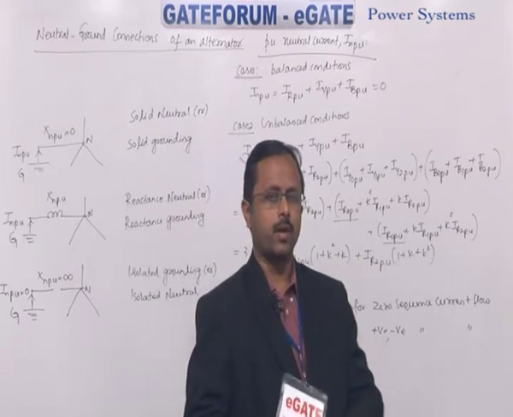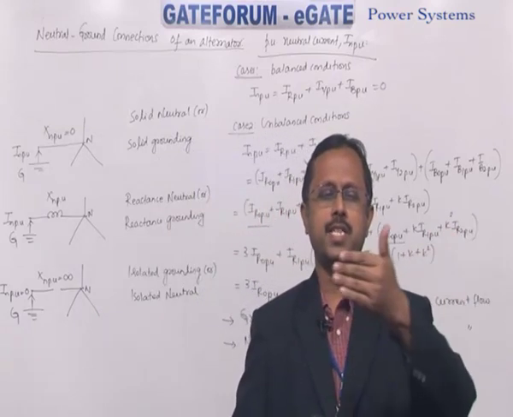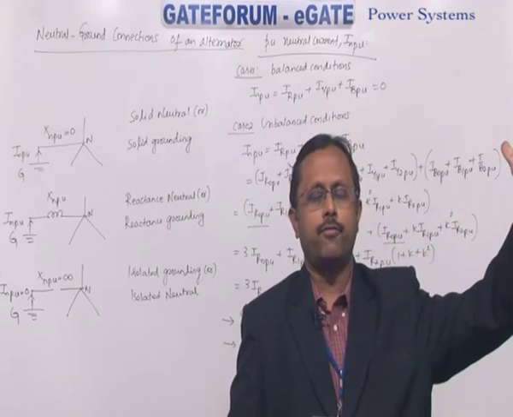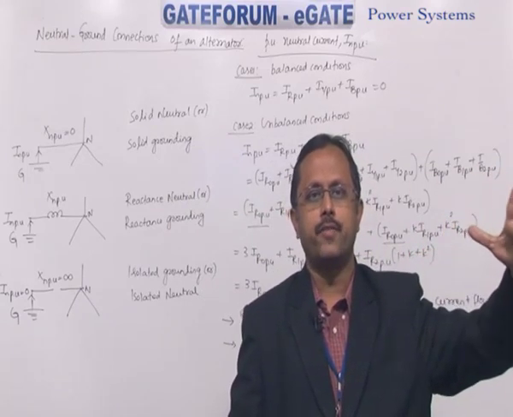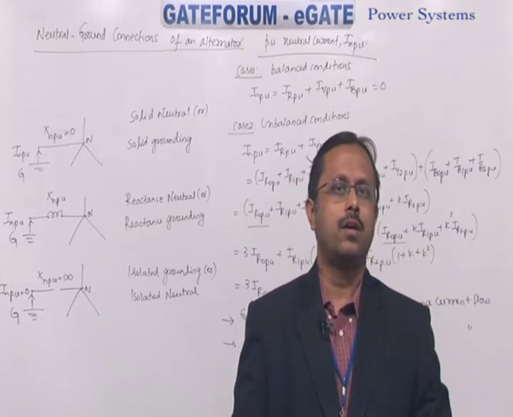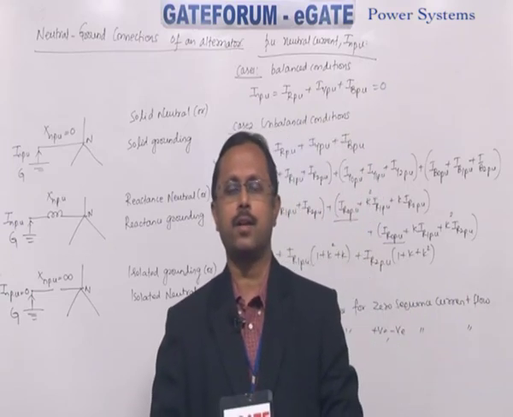That is, from ground to neutral, current flow is the zero sequence current. From the neutral onwards, we have the flow of positive sequence current and negative sequence current.